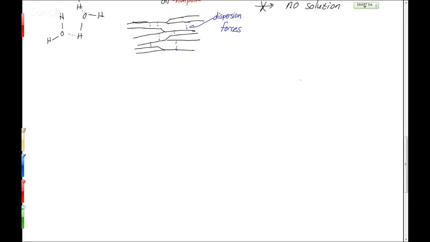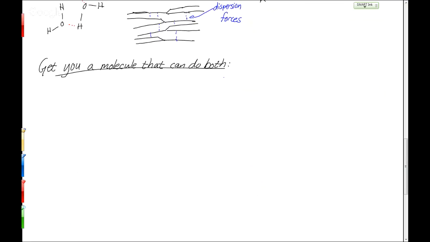How should I tell this? We'll say, get you a molecule that can do both. All right, get you molecules that can do both. So these will be ones with two different pieces of it. That's a reference to a song there. Sorry.